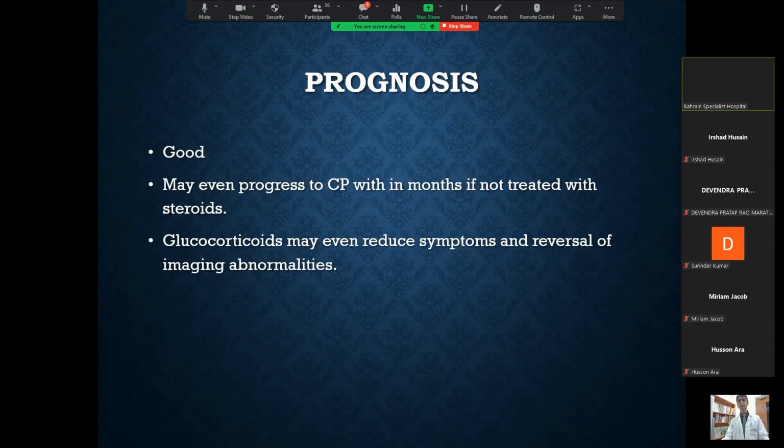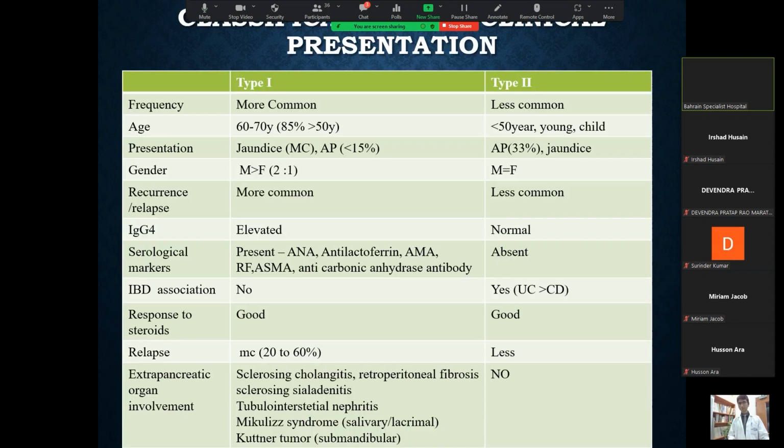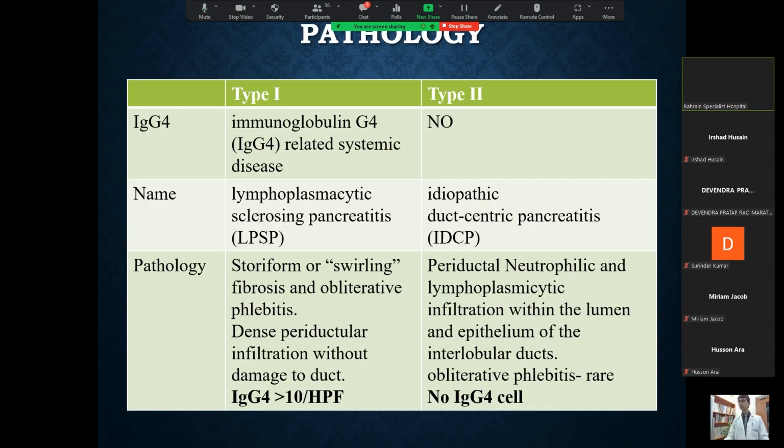Generally, prognosis is very good, but it may progress to chronic pancreatitis within months if not treated with steroids. And glucocorticoids may even reduce the symptoms and reverse the emerging imaging abnormalities which we have seen. This is briefly the same findings which we had discussed with type 1 and type 2. Type 1 is relatively more common. Both are easier to treat. Type 1 comes in the sixth decade, while type 2 is common in the younger age group, less than 50 years of age. And treatment response is essentially the same.